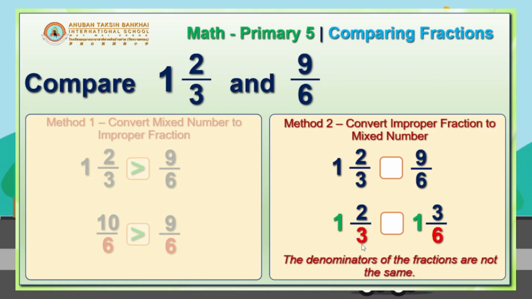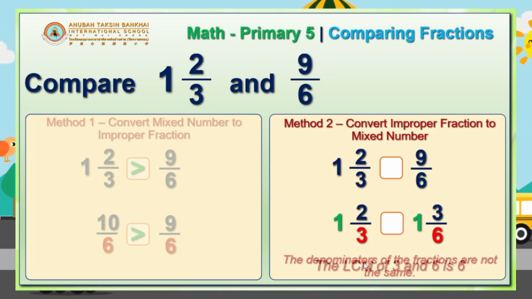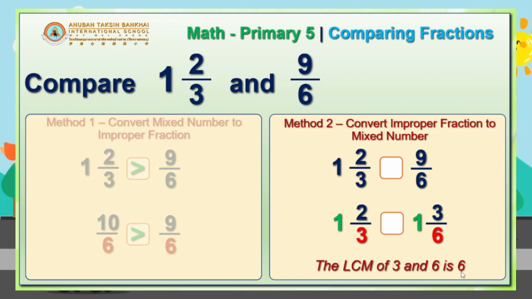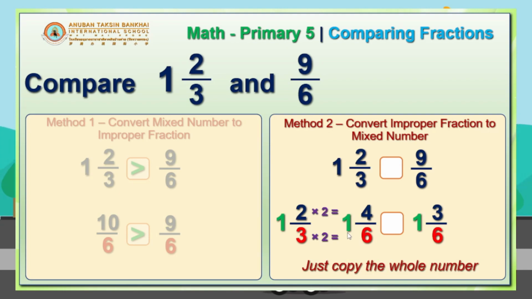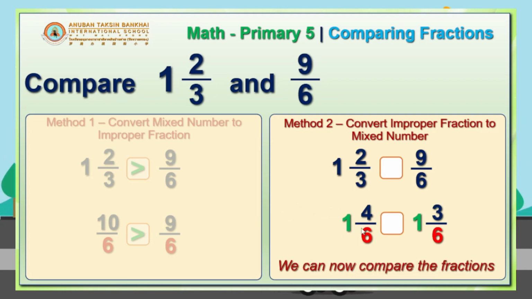Let's check our denominators. Again, our denominators are not the same. We have 3 and 6. So therefore, let's find the LCM of 3 and 6. And the LCM is, of course, 6. So let's change the denominator and we multiply it by 2. So therefore, we have 2 times 2, we have 4, and 3 times 2, we have 6. We'll just copy the whole number, and this is now our final mixed number.